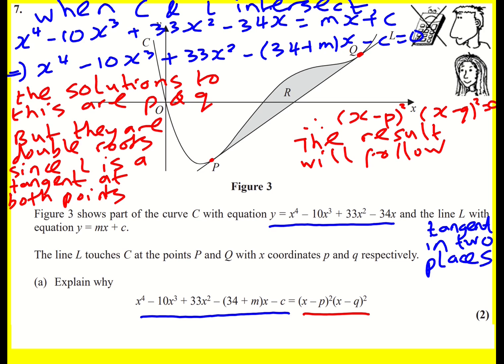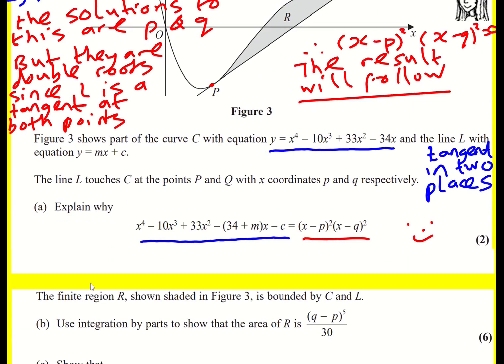I feel like this is enough explanation. The main thing is setting it equal and rearranging to get 0, and then saying, well, P and Q are solutions. So it must equal, if we were to factorize it, x minus P, x minus Q in some form. But because it's a tangent, you get a double root, so it must be that it's these two squared equal to 0. And that's that bit done.